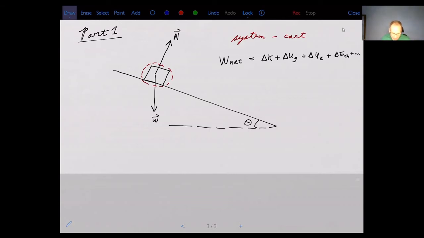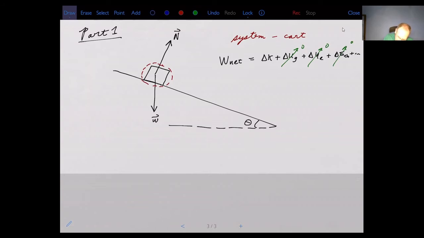Well, it turns out if our system just consists of the cart, then since it doesn't consist of the Earth, there's no change in potential energy. There's no spring in there, so there's no change in elastic energy. We're assuming that it's frictionless because it's on the air track. So basically all of these terms here, we're going to set equal to 0.